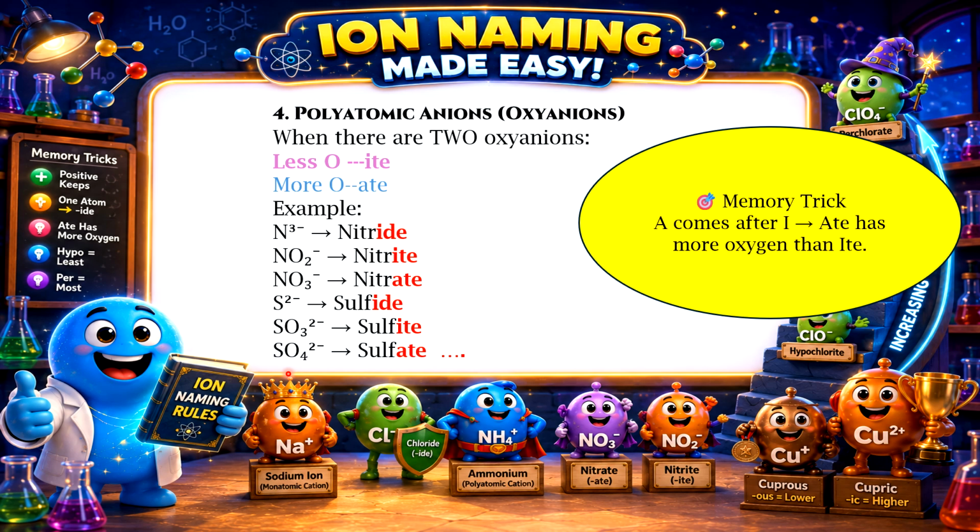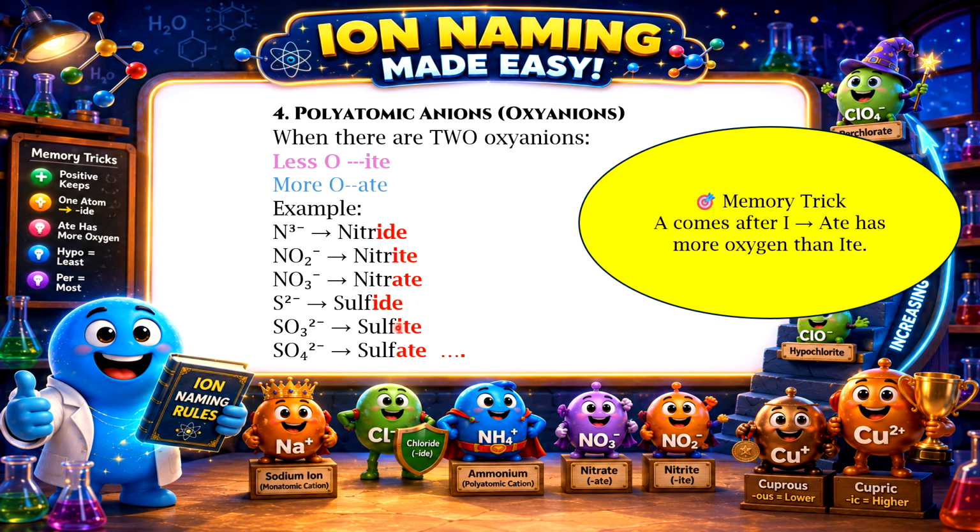Like copper sulfate, you might have heard of it. Why is it so? Because CuSO4. So 4 is the maximum number of oxygen binding together, so sulfate. 3 oxygen binding together with a sulfur, they call sulfite, ITE. Okay, so it's very simple: IDE, ITE and ATE.